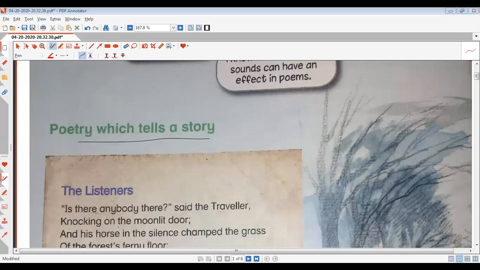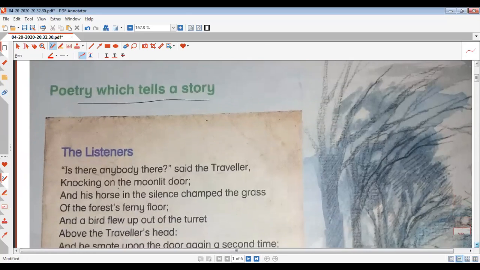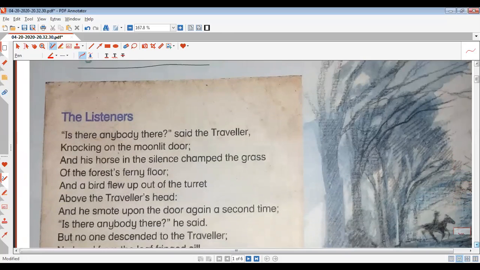The listeners. Is there anybody there? Said the traveler, knocking on the moonlit door. And his horse in the silence champed the grass of the forest's ferny floor.